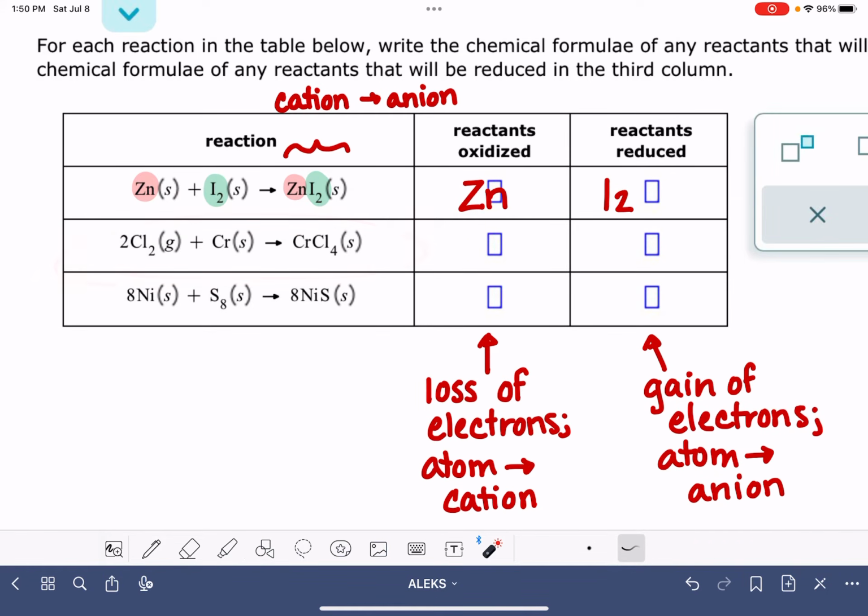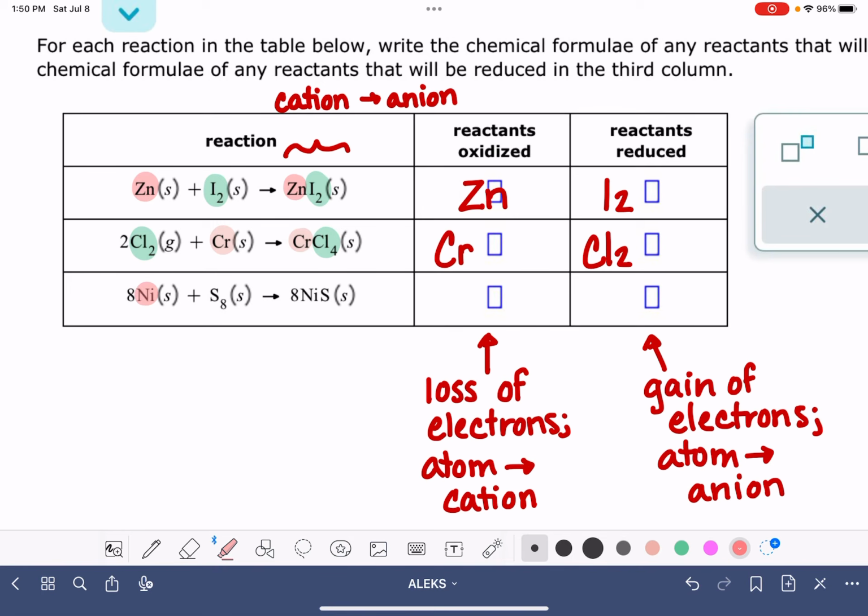Let's do this one as well. Here is chlorine, and here's where chlorine ends up in the course of the reaction. It's second in the ionic formula, which means that it is the anion, and therefore it was reduced. And since we know it was reduced, then we know that the chromium was oxidized.